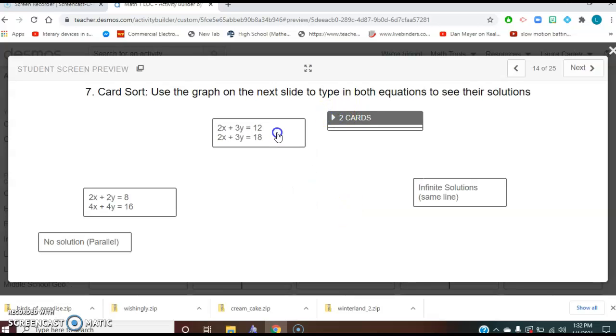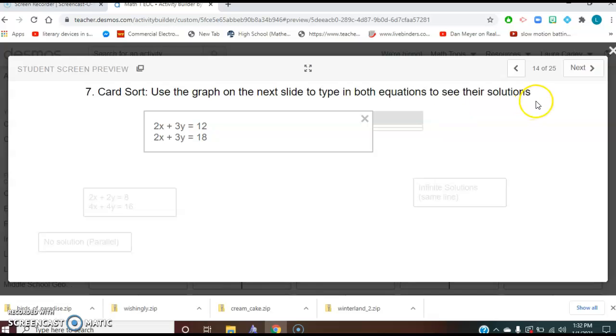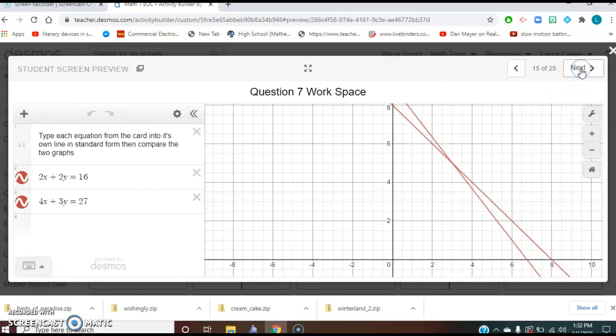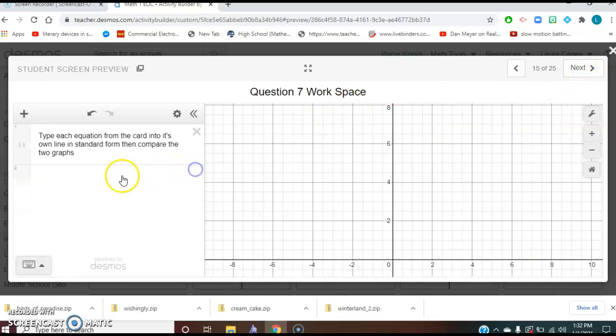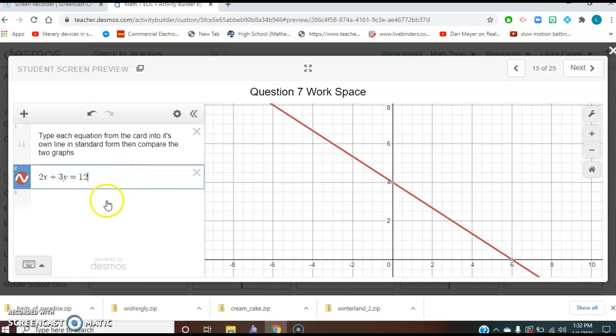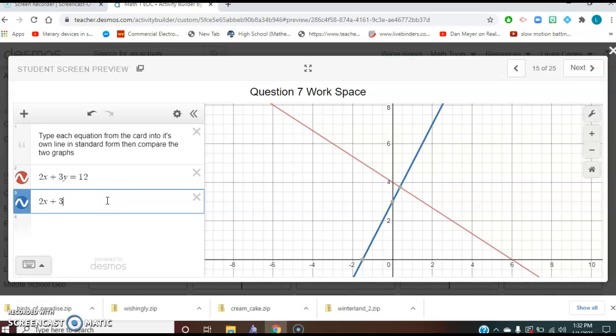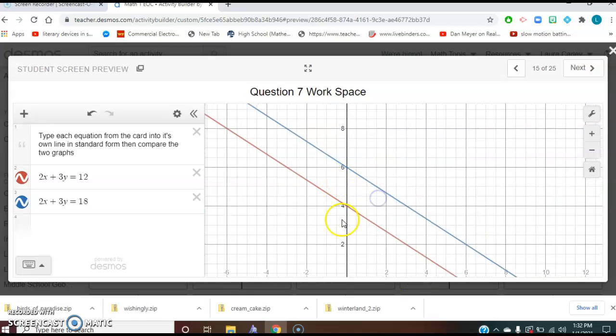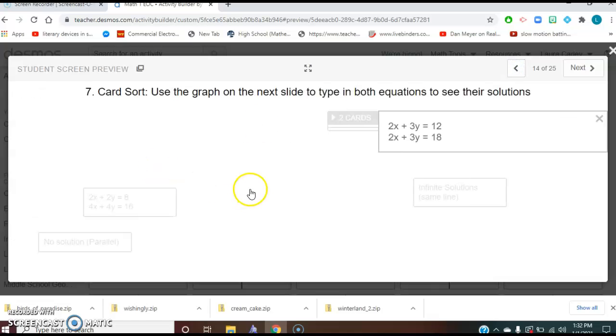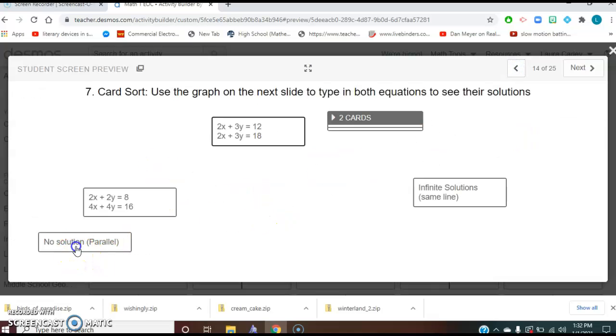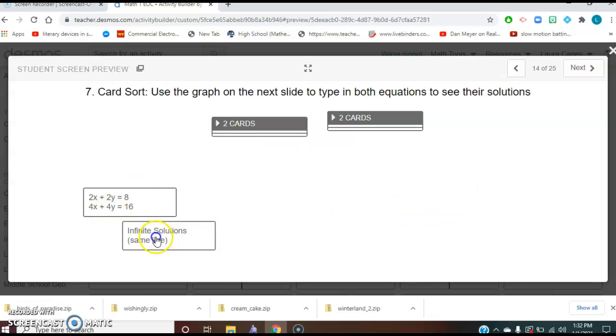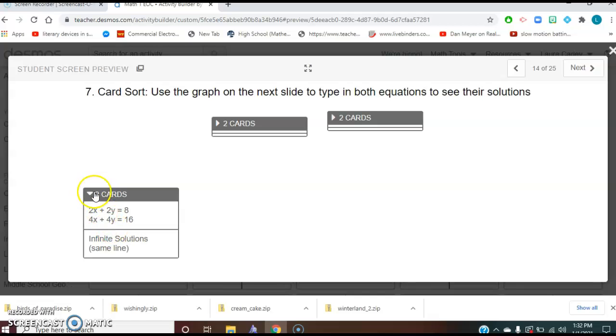All right, let's pick another one. Let's do this one. 2x plus 3y equals 12, and 2x plus 3y equals 18. Well, those showed up as parallel lines. So they're parallel, so they would have no solution. And then by default, that one has to be infinite solutions. Those would show up as exactly the same line.